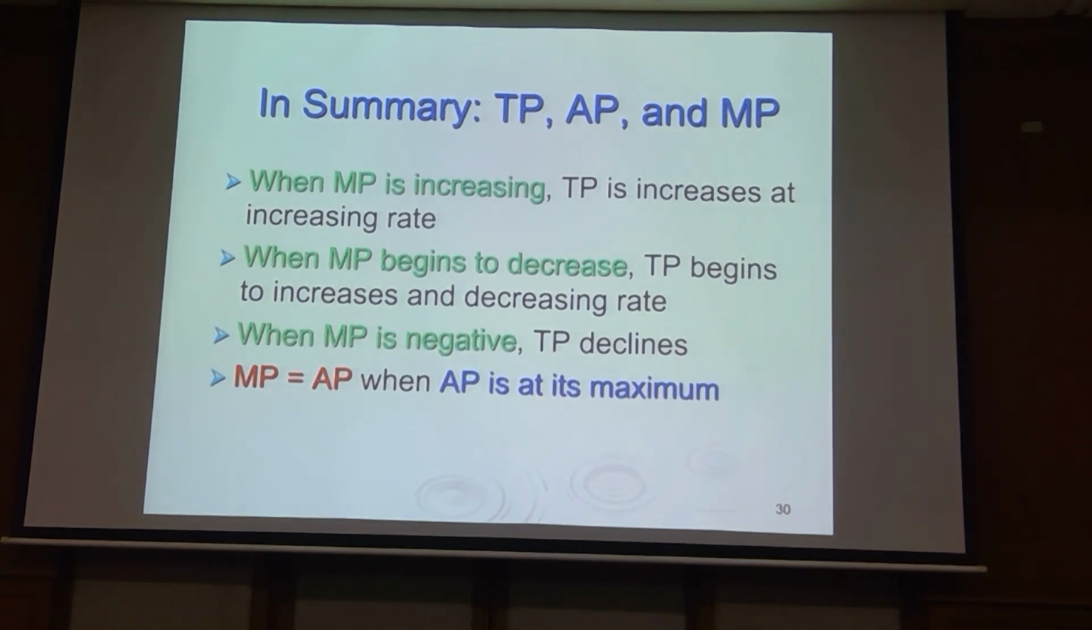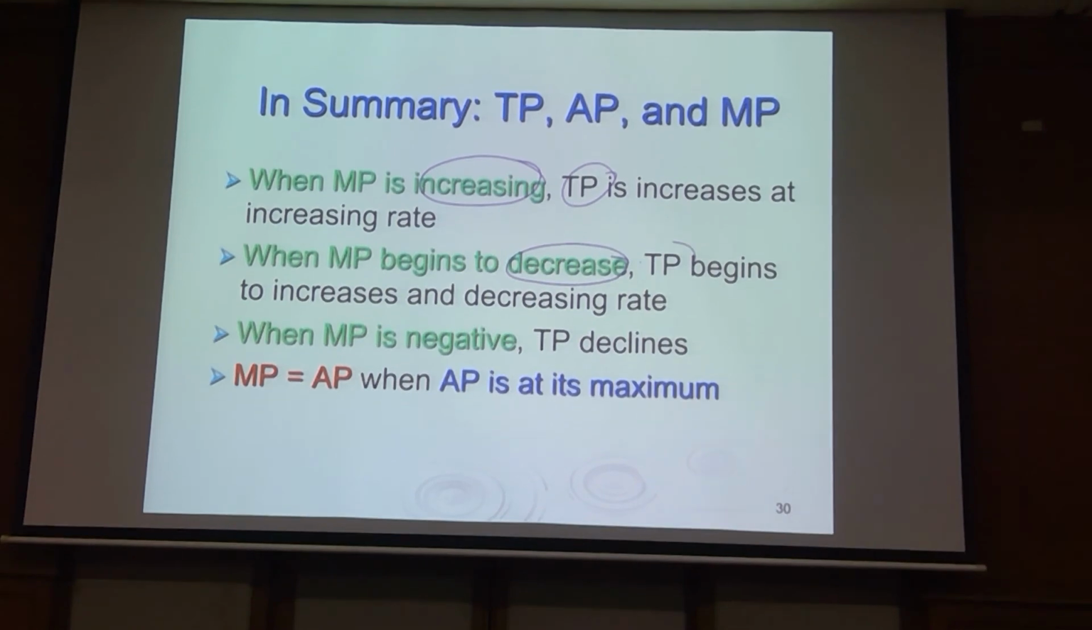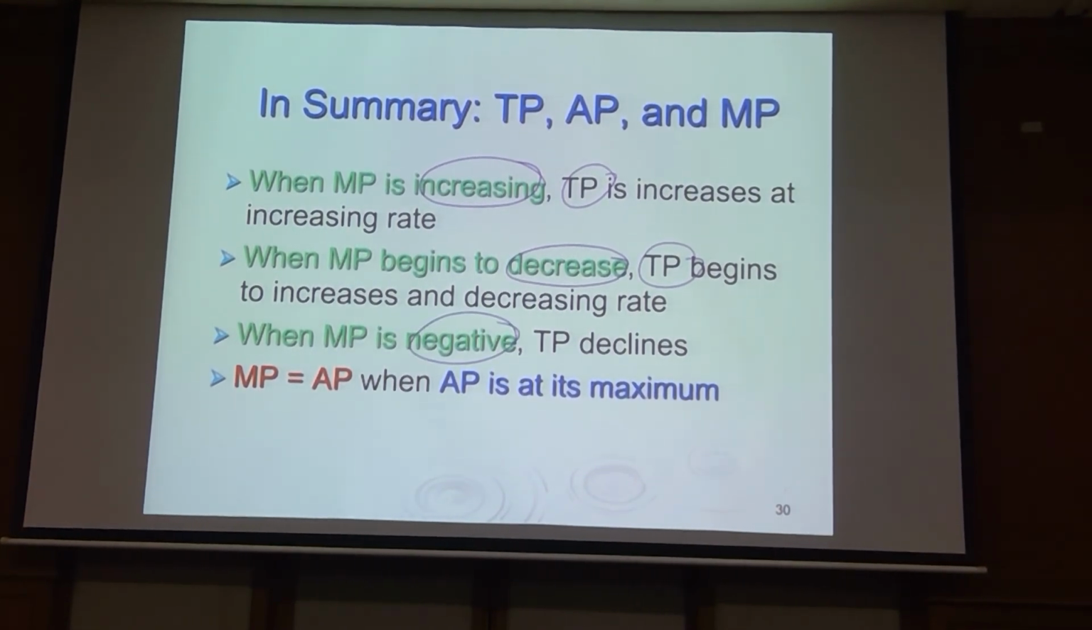This is the last page before the break. In summary, when marginal product is rising, output increases at an increasing rate. When marginal product starts to decline but is still positive, output increases at a slower rate. When marginal product is negative, output declines. Marginal product equals average product at the maximum of average product. We already mentioned that as well. So that is the summary of the relationship between output and the productivity of the factor inputs we use in the production process. You're going to see later that it eventually affects the production cost.